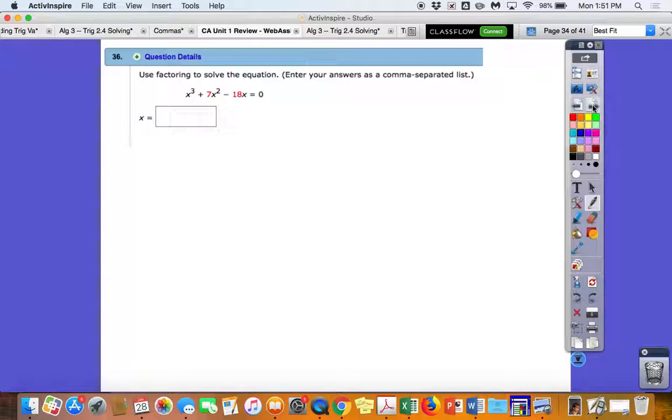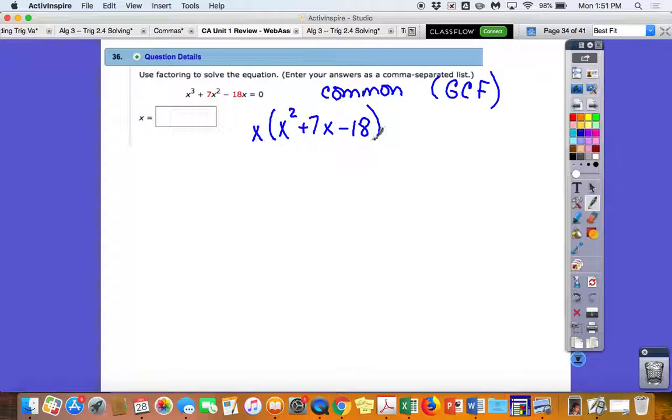It says use factoring. Always look for something common first. So think GCF, okay? Looks like everybody has an x. So we can take an x out. That leaves x squared plus 7x minus 18 equals 0. Okay, so continue to factor. You cross your fingers and hope real hard.